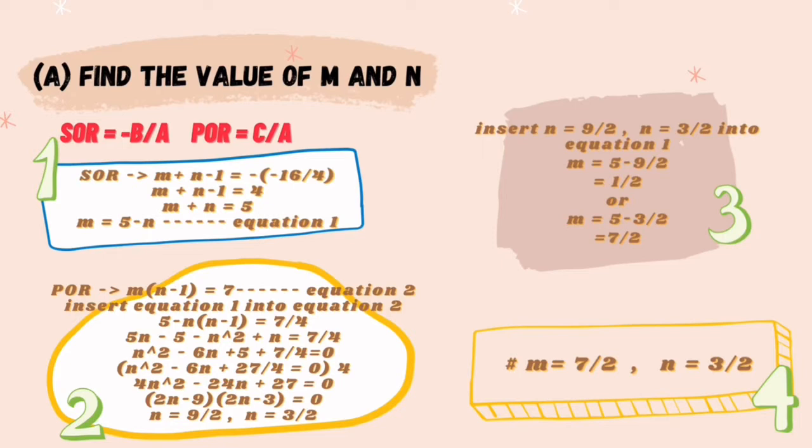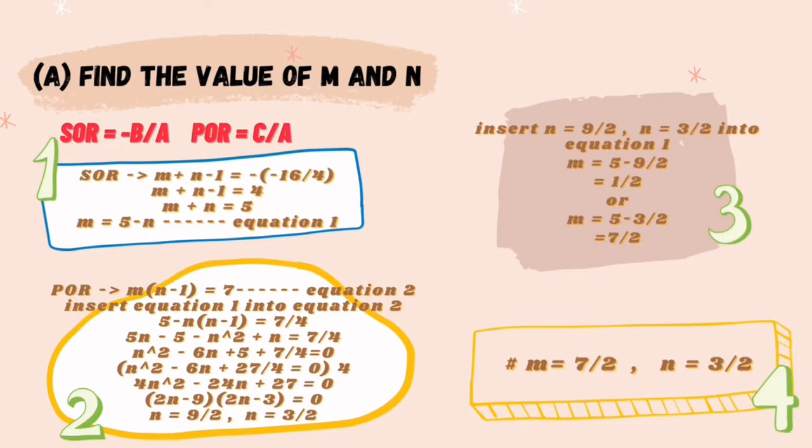The sum of roots equation is negative b over a, and the product of roots equation is c over a. So we will get the sum of roots equation, which is m plus n minus 1 equals negative 16 over 4. And for the product of roots, we will get m multiplied by n minus 1 equals 7 over 4. We need to solve the sum of roots equation first because we have two unknowns in this question. So then we will get m equals 5 minus n.